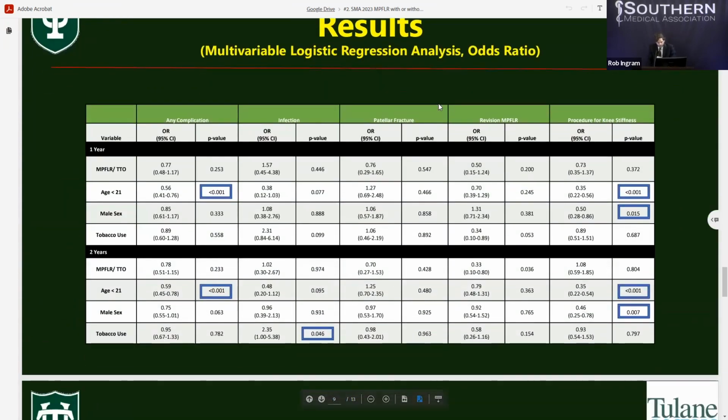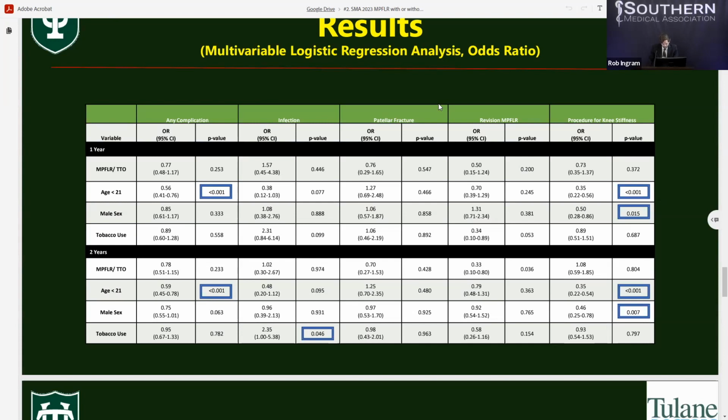Multivariable logistic regression analysis with the MPFL reconstruction with TTO cohort as the reference group reaffirmed our univariate analysis findings, and that patients who underwent MPFL reconstruction with TTO had a significantly lower rate of undergoing revision MPFL reconstruction at 2 years.